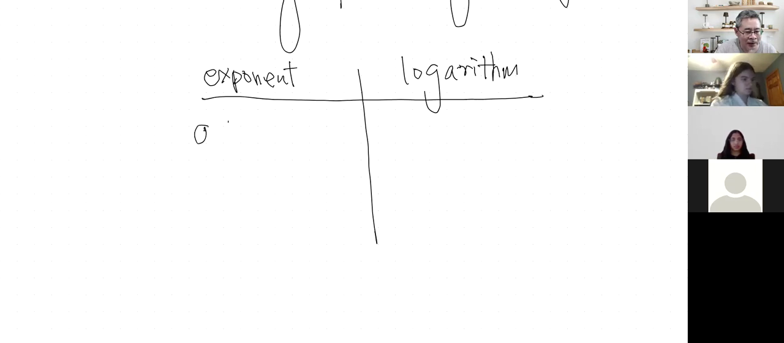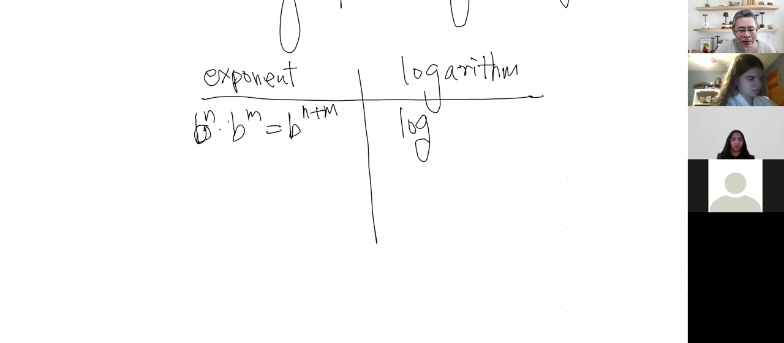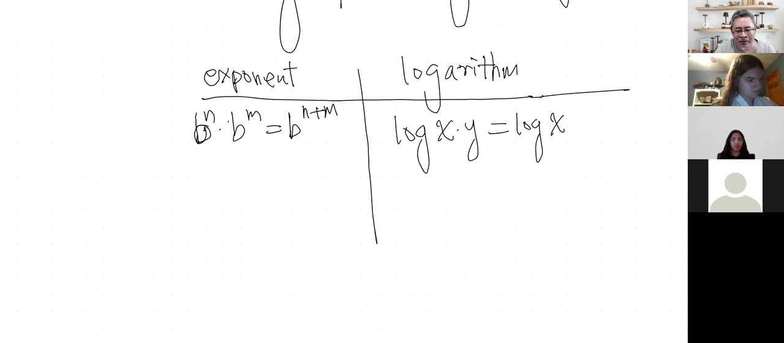Let's say b^m times b^n equals b^(m+n). We got log a times b equals log a plus log b. I'm going to write actually xy, so you won't confuse, because the b^m on the left is different from b on the right. So log xy is log x plus log y.